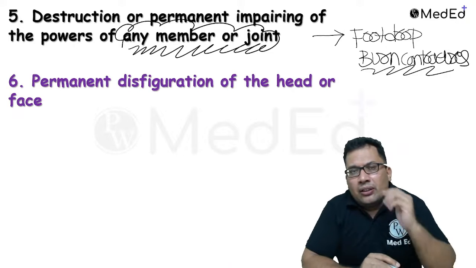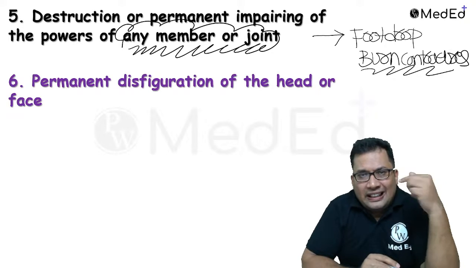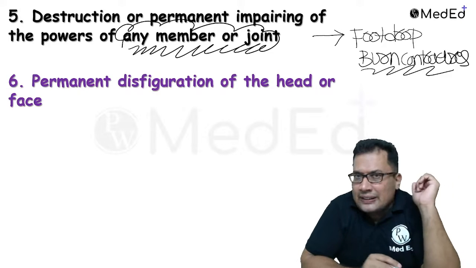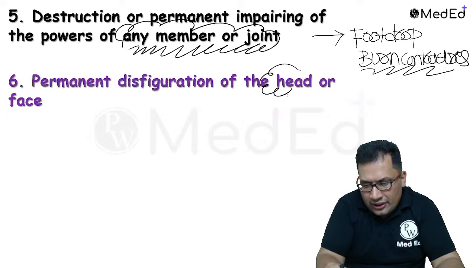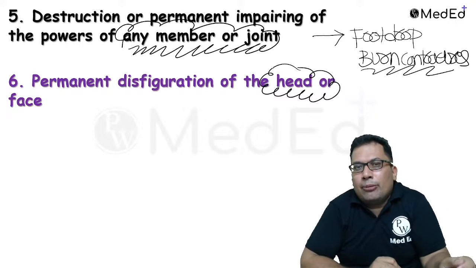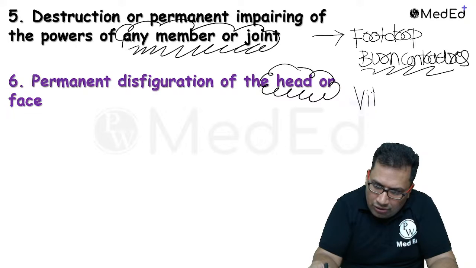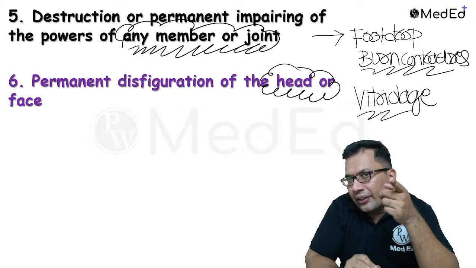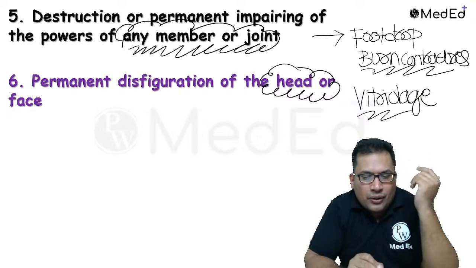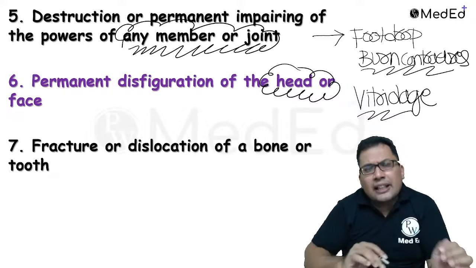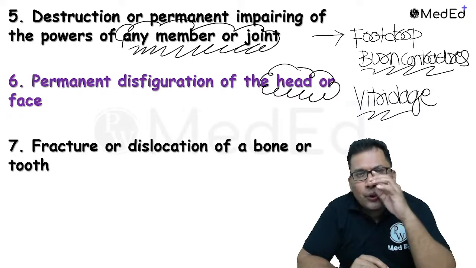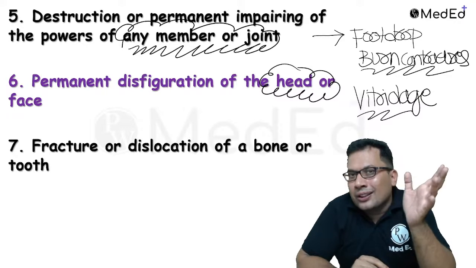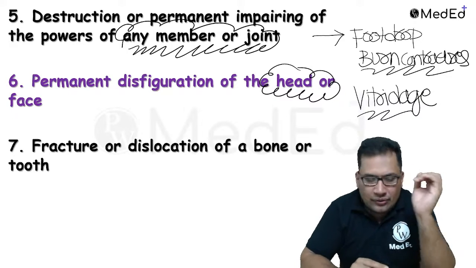Then the sixth one is something related to your face. Sixth sense, that is face, right? Permanent disfiguration of head or face. That is the sixth clause. An example can be vitriolage, acid throwing, or cutting the ear. That can lead to disfiguration. Seventh is related to fracture. Any fracture or dislocation of teeth or tooth comes under the seventh clause.